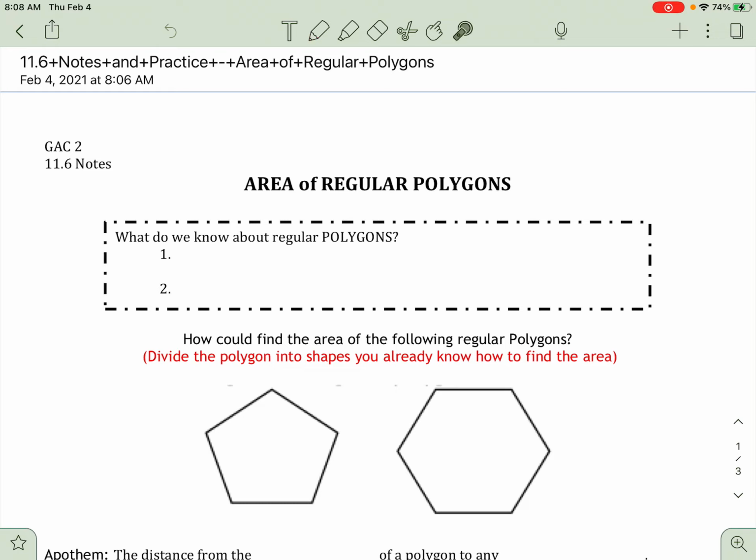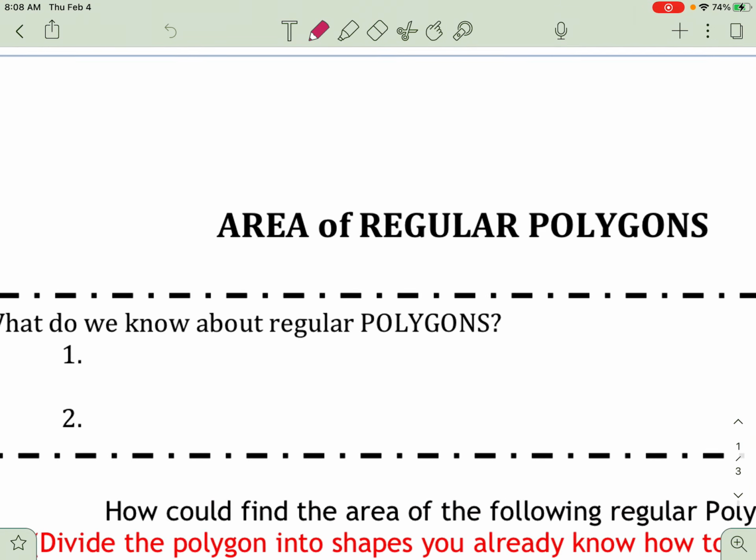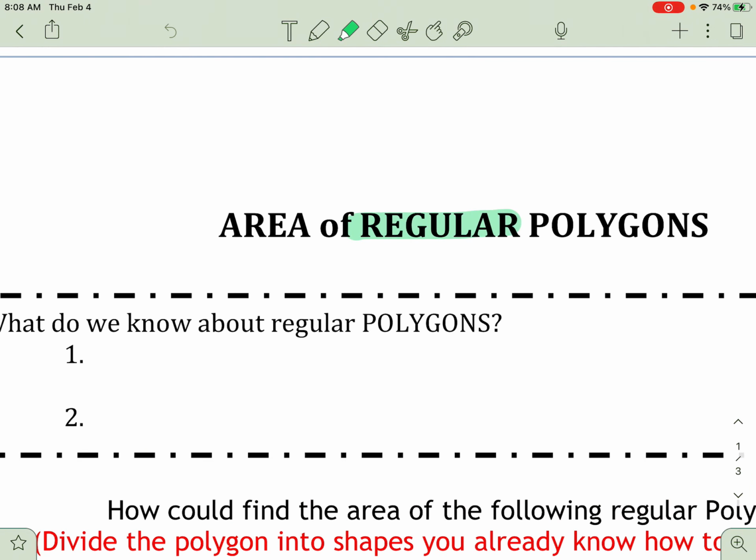11.6 is all about the area of regular polygons. So 11.5 is talking about the interior and exterior angles of polygons. Well, now, like these angles, we're going to talk about what the entire area is. So how do we fill this shape in, right?